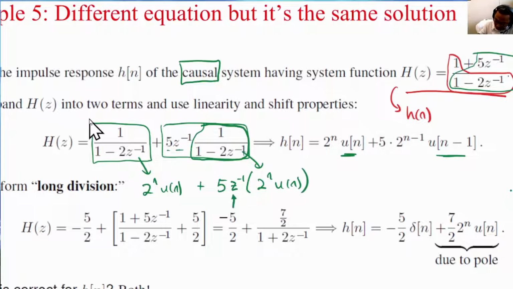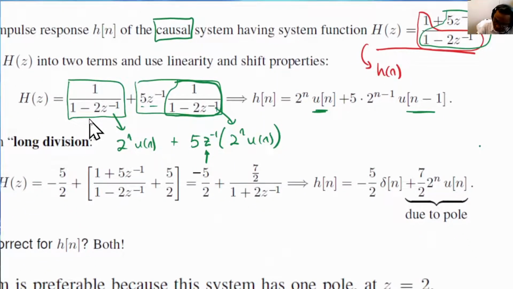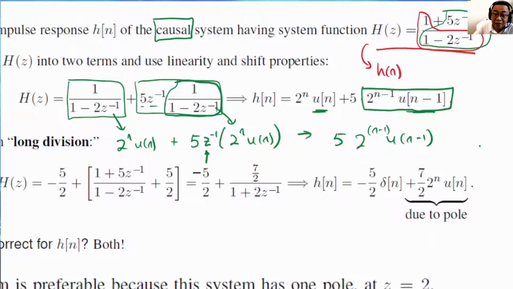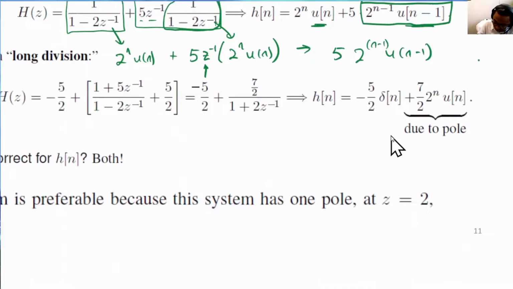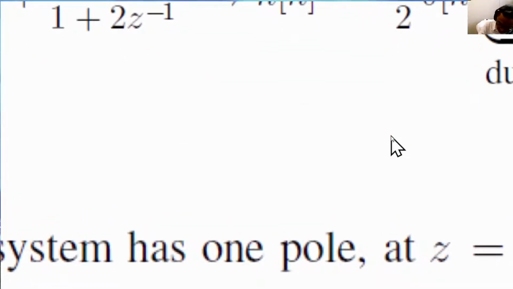Now what's this z minus 1 here? What you realize is that we can use a property: the inverse of z minus 1 times an expression is nothing but 5 to the n minus 1 u[n minus 1]. So z minus 1 is a delayed version. z minus 1 is a delayed version of the original sequence. So where did we get this? I'll work it out here.